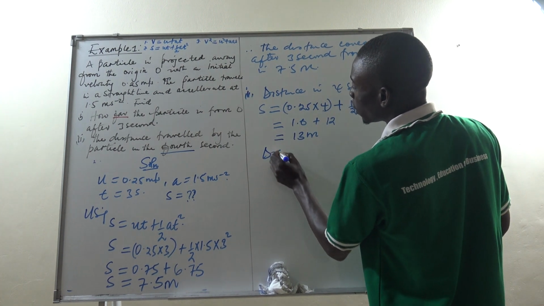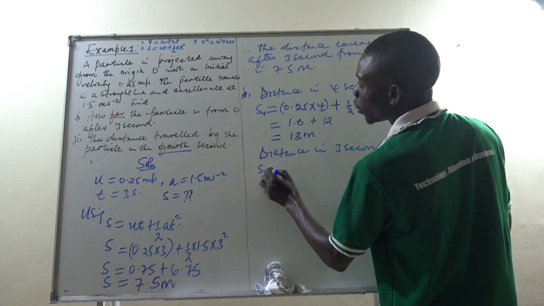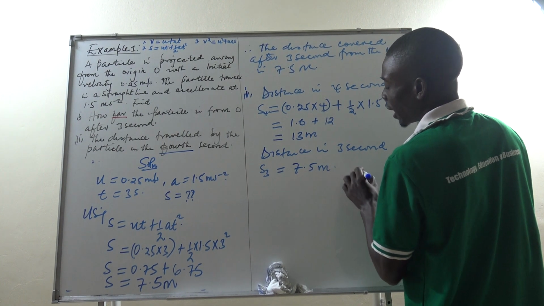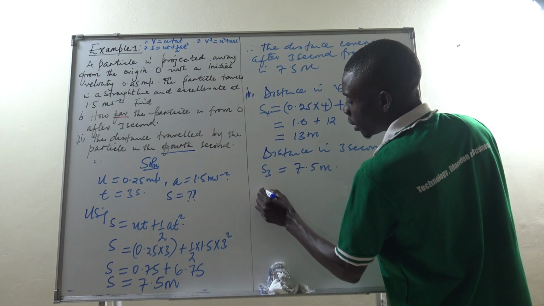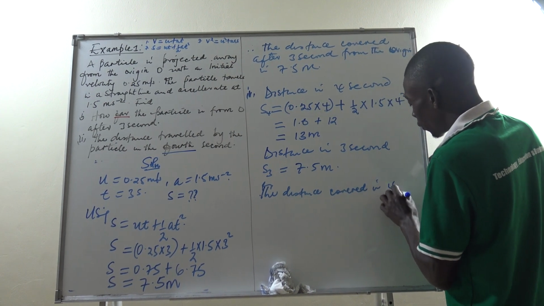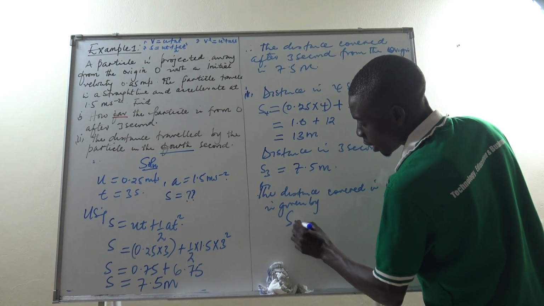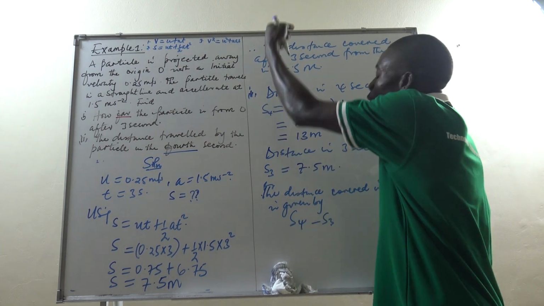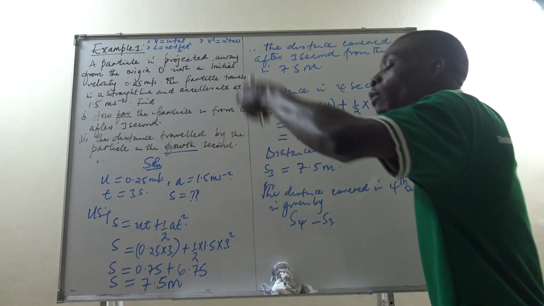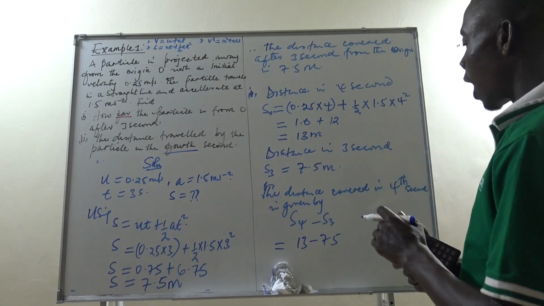And then what about distance in 3 seconds? Distance in 4 seconds, I can call it S4. And then distance in 3 seconds already has been calculated behind there as 7.5 meters. So, having done that, we can now say the distance covered in the 4th second is given by S4 minus S3, or the distance for 4 seconds minus the distance for 3 seconds. When you subtract that, you'll exactly get the distance in the fourth second, from 3 seconds to 4 seconds. So, we shall say that will be equaling to 13 minus 7.5, which is around 5.5.